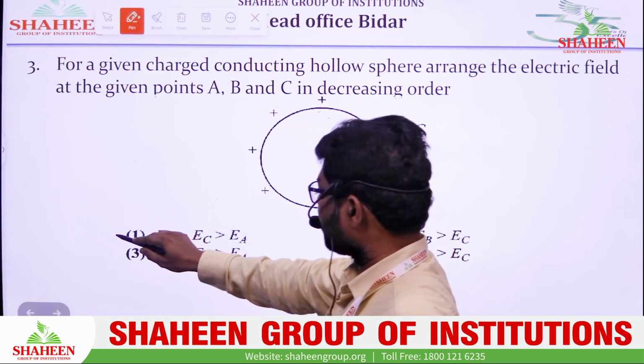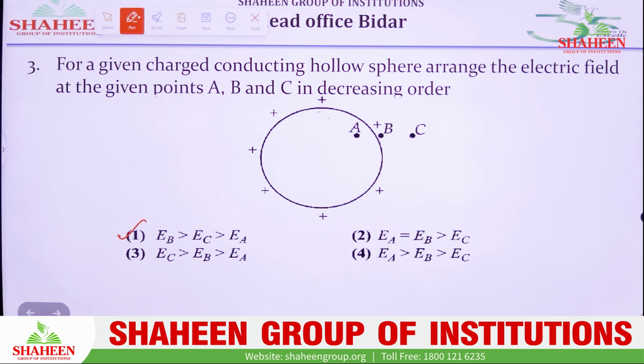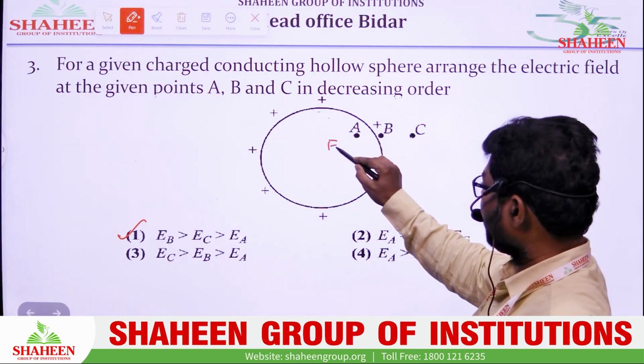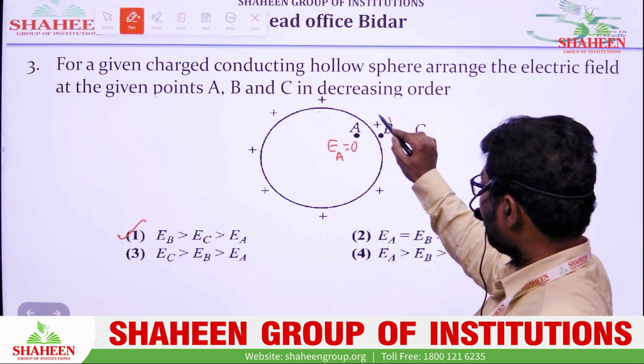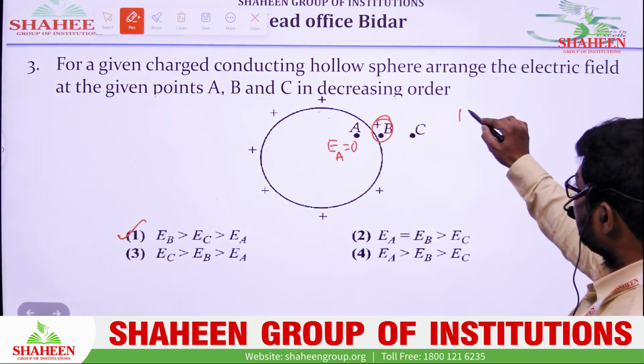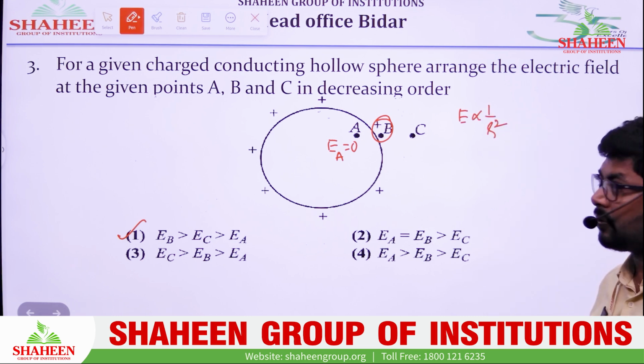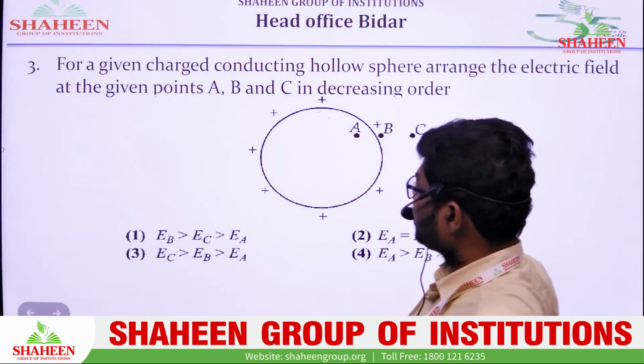That is the first option: electric field at B is more than C and C is more than A, because electric field at point A is equal to 0, on the surface it is maximum, and outside it decreases with distance, because E is inversely proportional to R square. Next one, please.